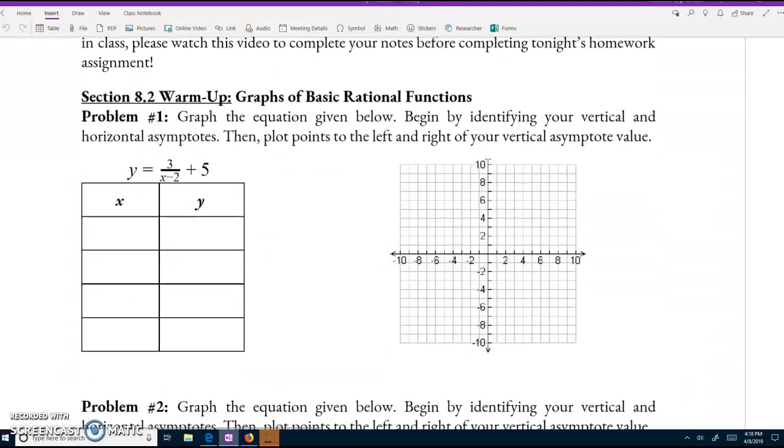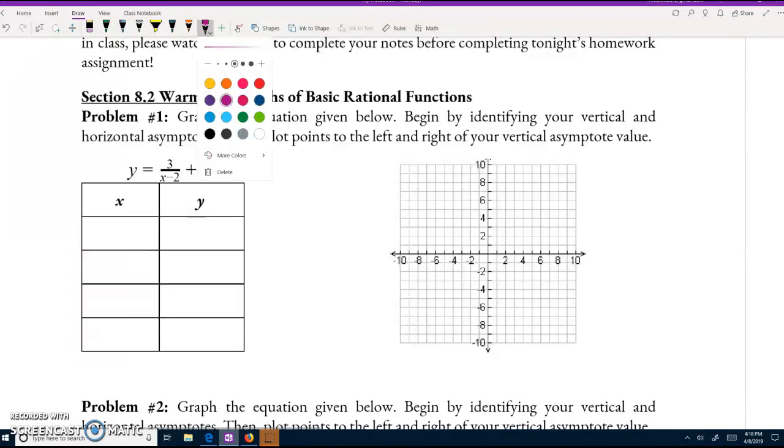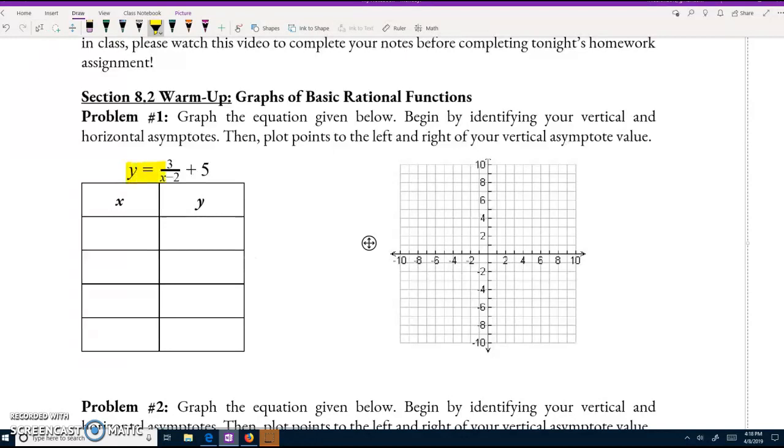So we're going to get started with a warm-up. That's just going to review what we covered in class yesterday. So graphing our basic rational functions. So this problem number 1, you have a graph that you want to get sketched on your axes. This y equals 3 over x minus 2 plus 5.